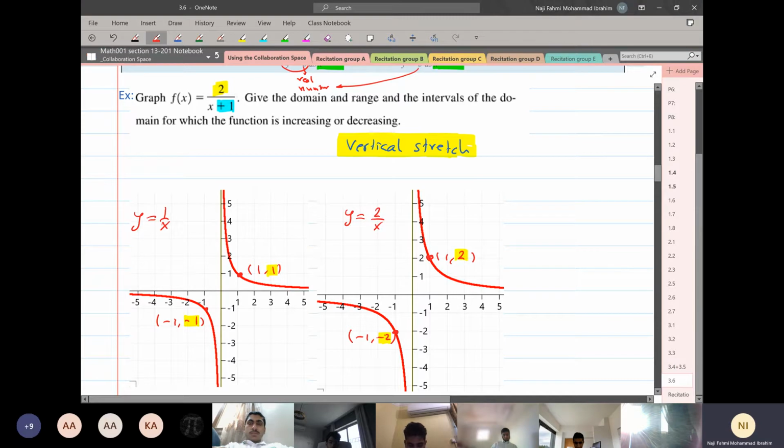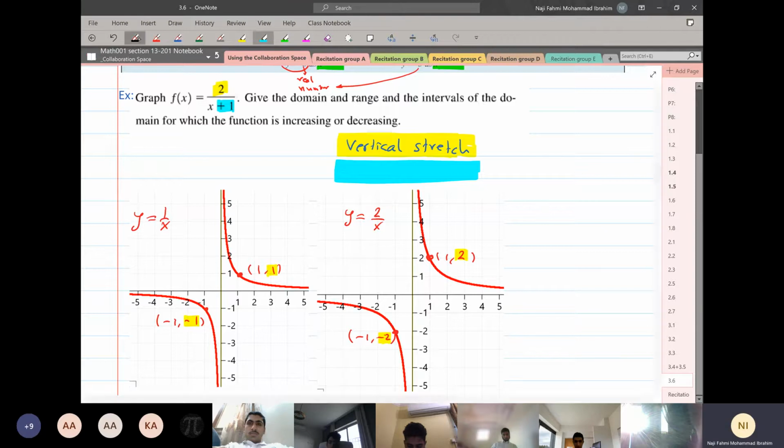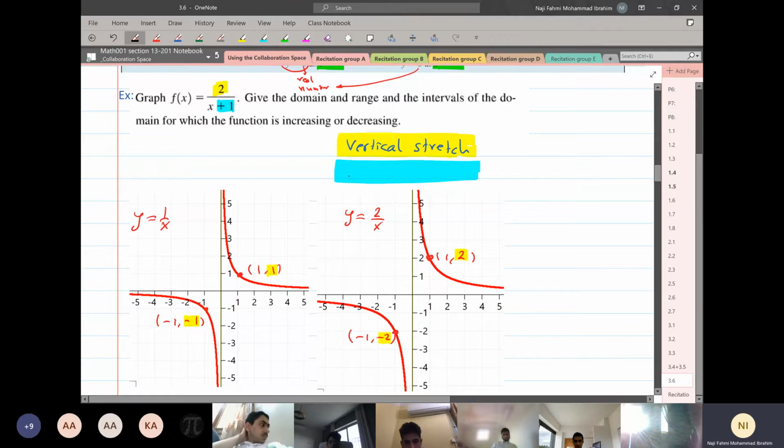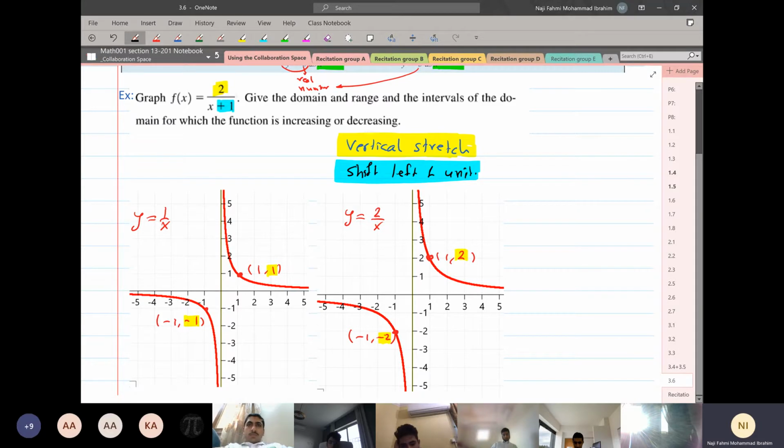Now the plus 1 here in the denominator, is it added to x or to the function? Added to x. So what does that mean in the graphing techniques? It's a shift left. How many units? 1. Now, if I shift it to the left, Shabab, will I change the values of x in the ordered pairs or the values of y?